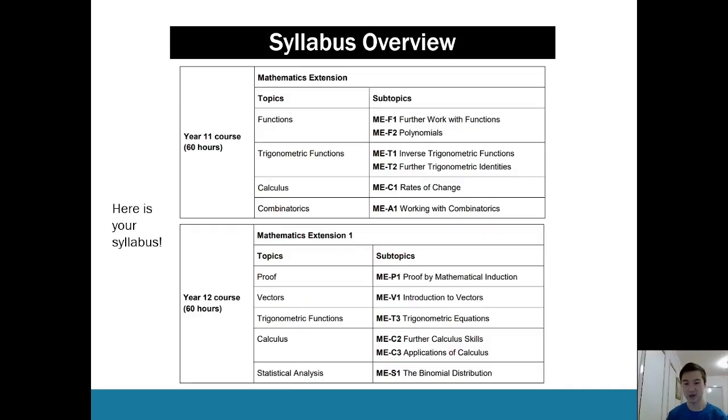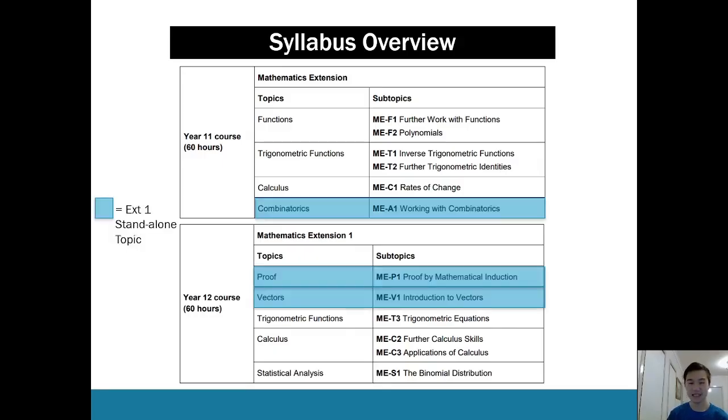So here is your syllabus, and we can look over the year 11 and year 12 course. In year 11, you looked at functions, trig functions, calculus, and combinatorics. And in year 12, you need to know proof, so proof of mathematical induction, you need vectors, you also need trig functions. We've got this big calculus topic, which is split into two subtopics, further calculus skills and also applications of calculus. And then we also have statistical analysis in year 12 as well.